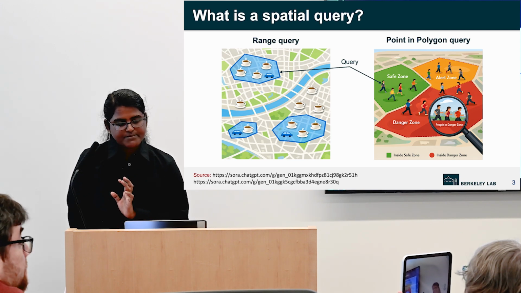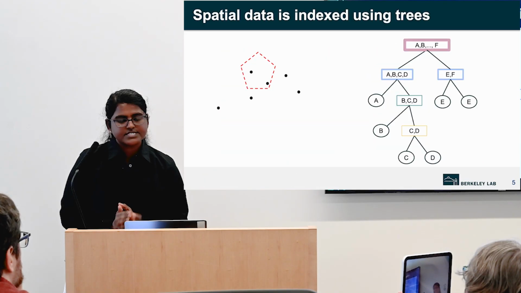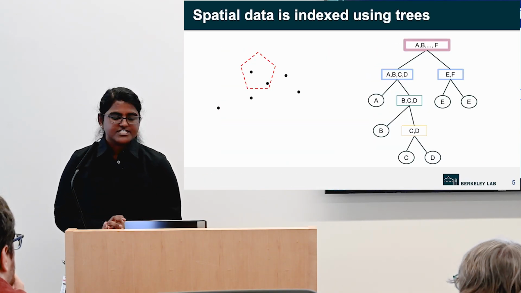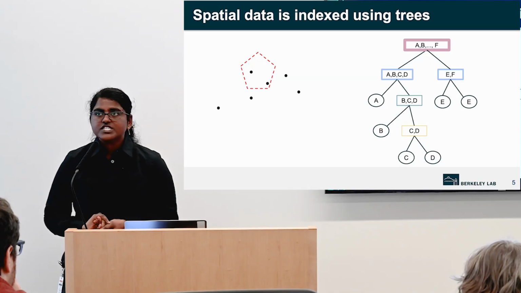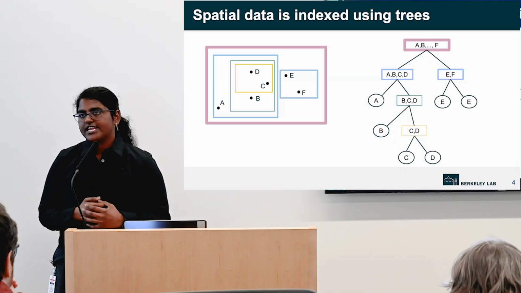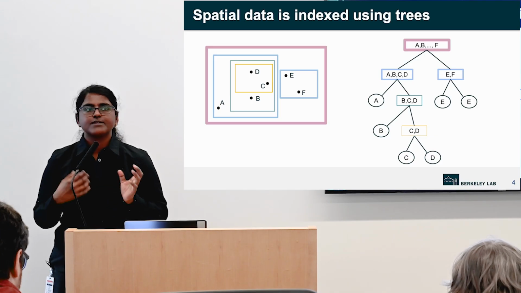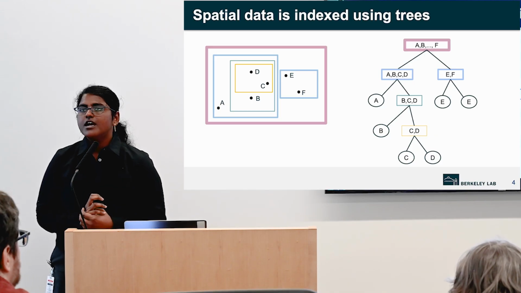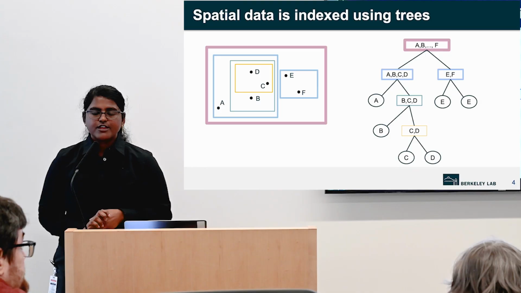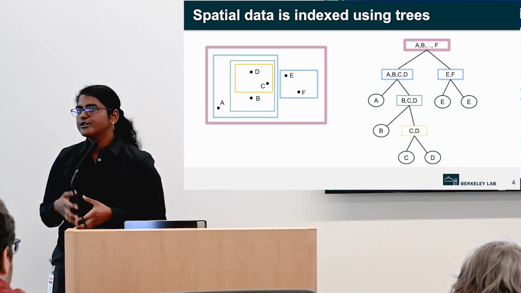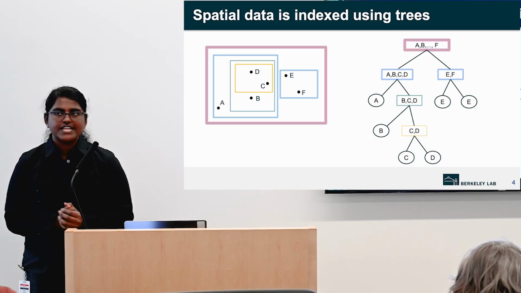In both of these queries, we index the static data so that when the data is queried, it's faster to retrieve it. Traditionally, spatial data is indexed using trees. Let's say you have this bunch of black points representing coffee shops or something similar. The way you would index these points is that you would first group the closest points and then put them in a box, and then iteratively group these boxes until there's one big box left.